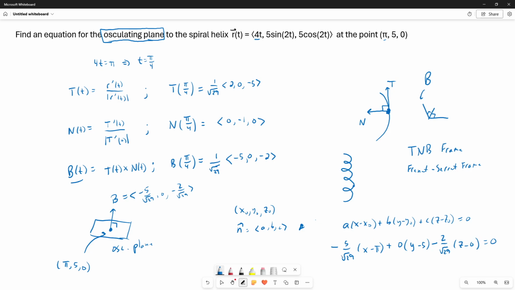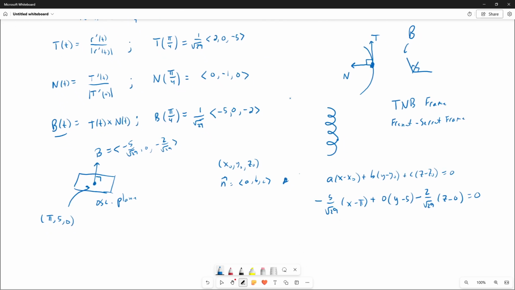Let's clean this up a little bit. Let's multiply everything by negative square root of 29. So we get 5 times (x minus pi) plus 2z equals 0. And that means 5x plus 2z is equal to 5 pi. So there is no y component in the equation of this plane. 5x plus 2z equals 5 pi.